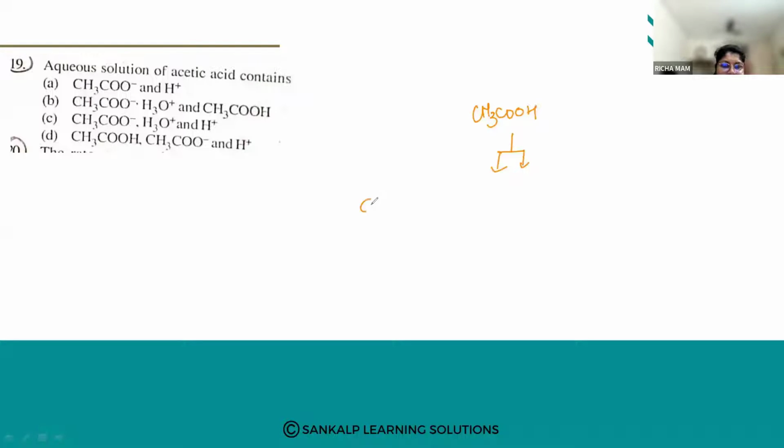Suppose I have acetic acid and add it in water. It will get dissociated. How will it get dissociated? It will get dissociated into acetate ions plus hydronium ions, and the remaining acetic acid. So option B is the answer: acetate ions, hydronium, and acetic acid.